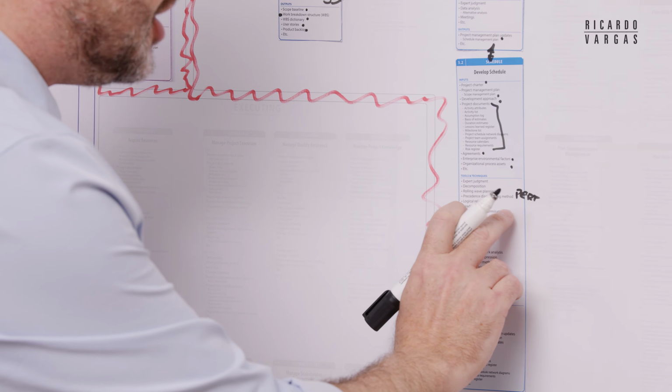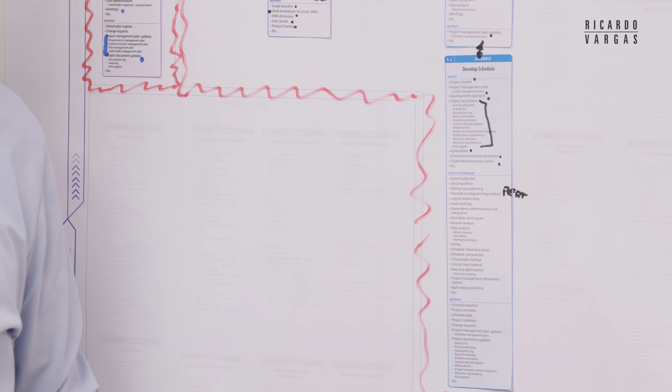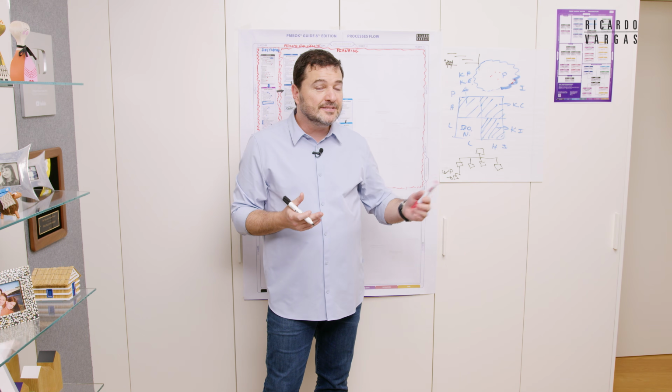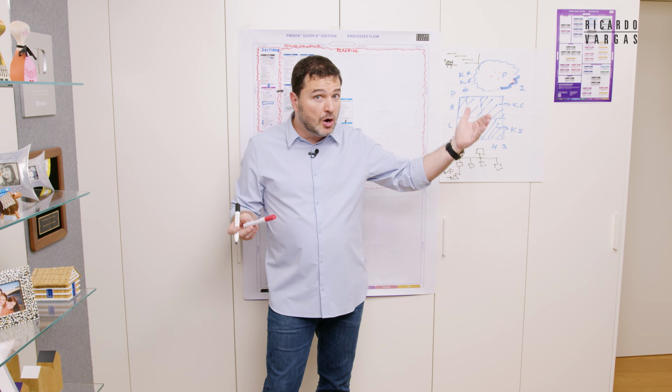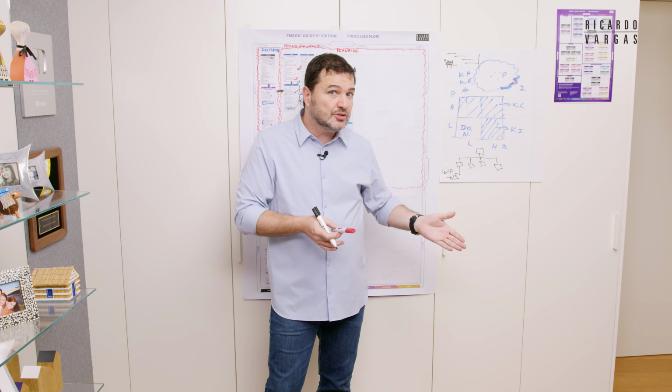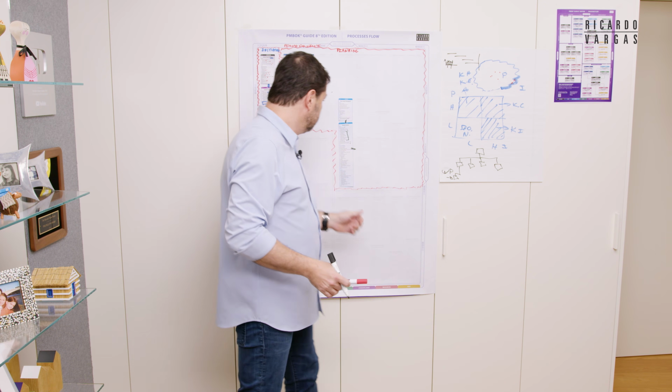Dependency determination and integration. I need to understand who depends on what. For example, to paint the wall, you need to build the wall. So you need to know which are the predecessors and which are the successors.